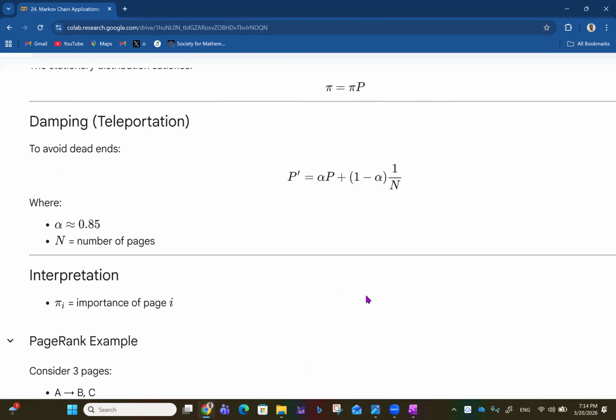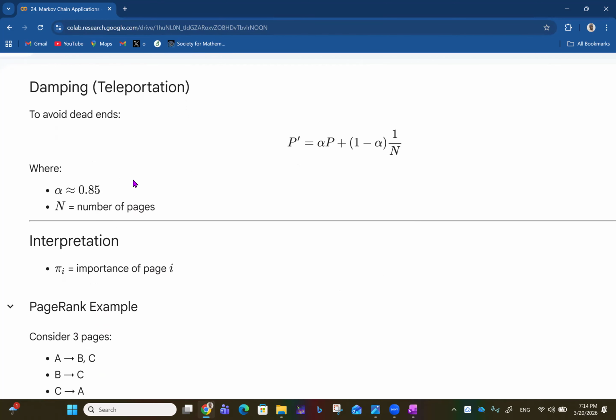And then we talk about the idea of damping or teleportation. To avoid dead ends, we have P' = alpha P + (1 - alpha)(1/n), where alpha is 0.85 and n is the number of pages. The interpretation of that is that pi_i is the importance of page i. So whatever the value of pi_i ends up being tells us how important page i is.